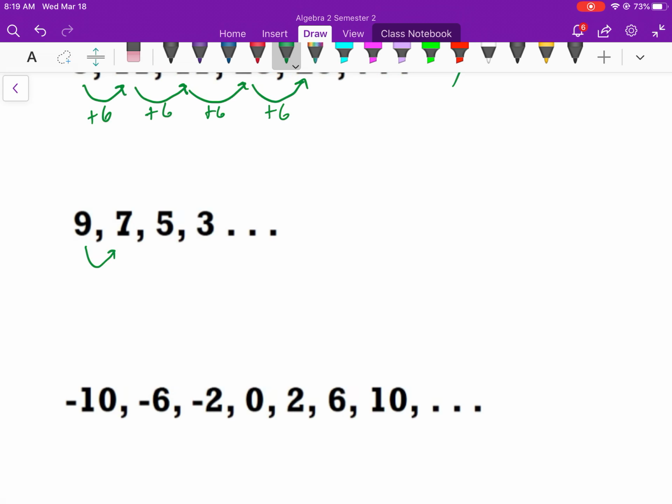Okay, going this way, I can say minus 2, minus 2, minus 2, and that is true all the way through that sequence. Therefore, yes, that sequence is arithmetic.